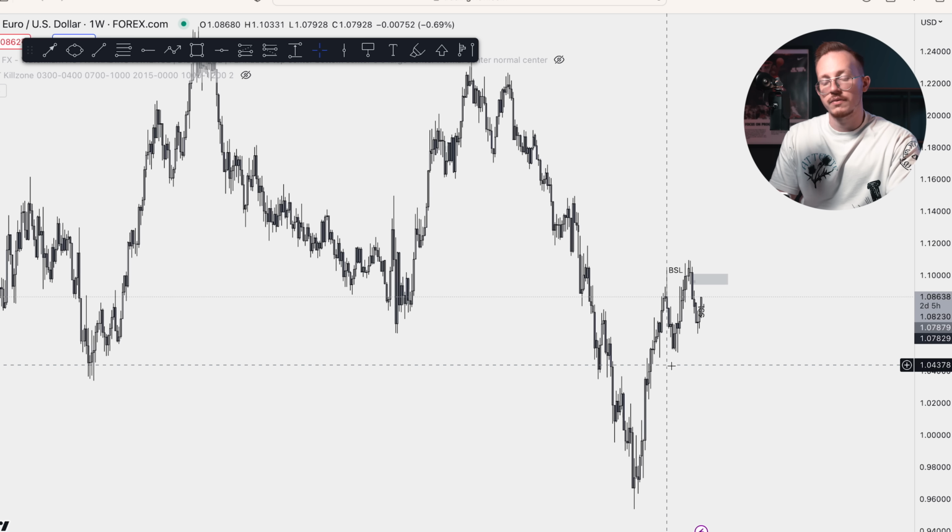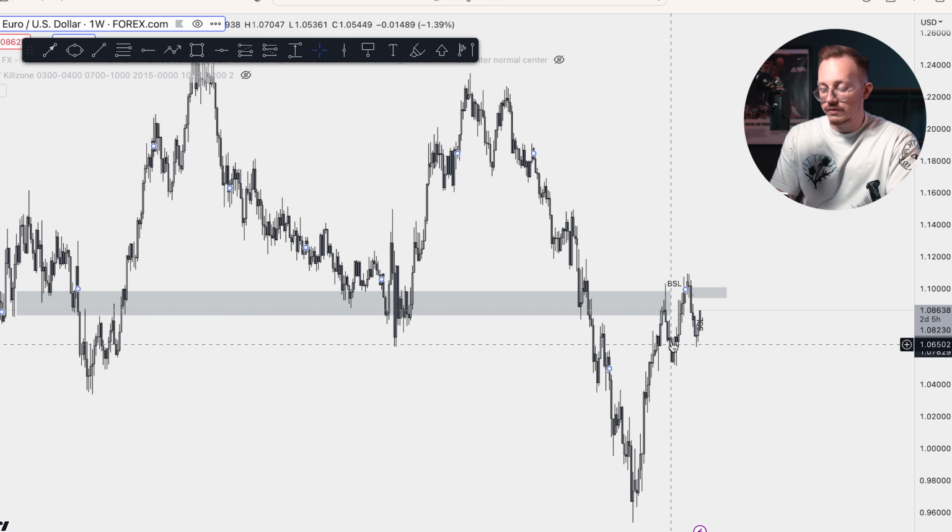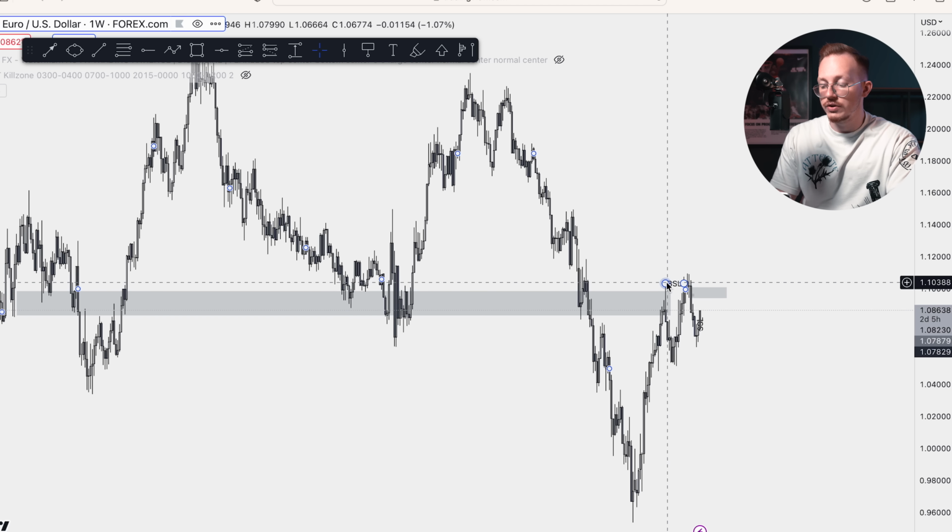Let me draw out that zone so that everyone knows what I'm talking about. This is something like this, right? So we came to the zone, reacted off it. We came to the zone once again. We took out the buy side liquidity. So basically we took out the previous highs to then trade lower again.